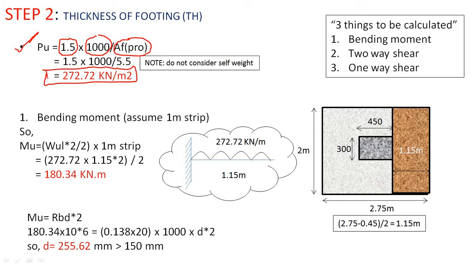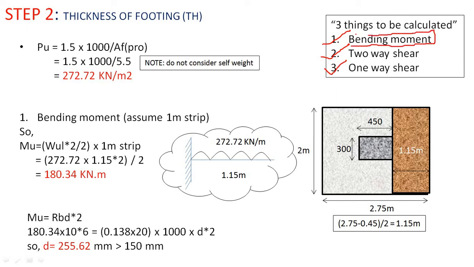So next what we have to do, we have to find three things. First we will find bending moment, second we will find two-way shear, and third we will find the one-way shear for calculating the thickness. So let us start with the first, the bending moment. For bending moment we have to assume 1 meter strip. So I have assumed 1 meter strip. First we will find the Mu. The equation for moment is WL square by 2 into 1 meter, which means 1 meter as strip. Per meter we will find for the per meter of the strip.